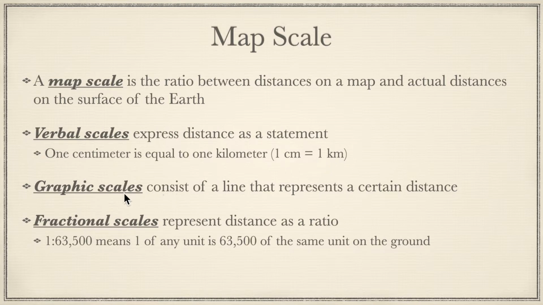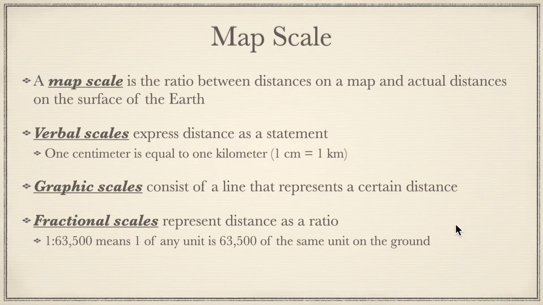You have graphical scales, or graphic scales, which consist of a line that represents a certain distance, and you usually divide it up into other distances. So it may be a line that says this is 1 mile, and it may be divided in half to show a half mile. Or, very commonly, a kilometer divided up into 10 bars to show every 100 meters.